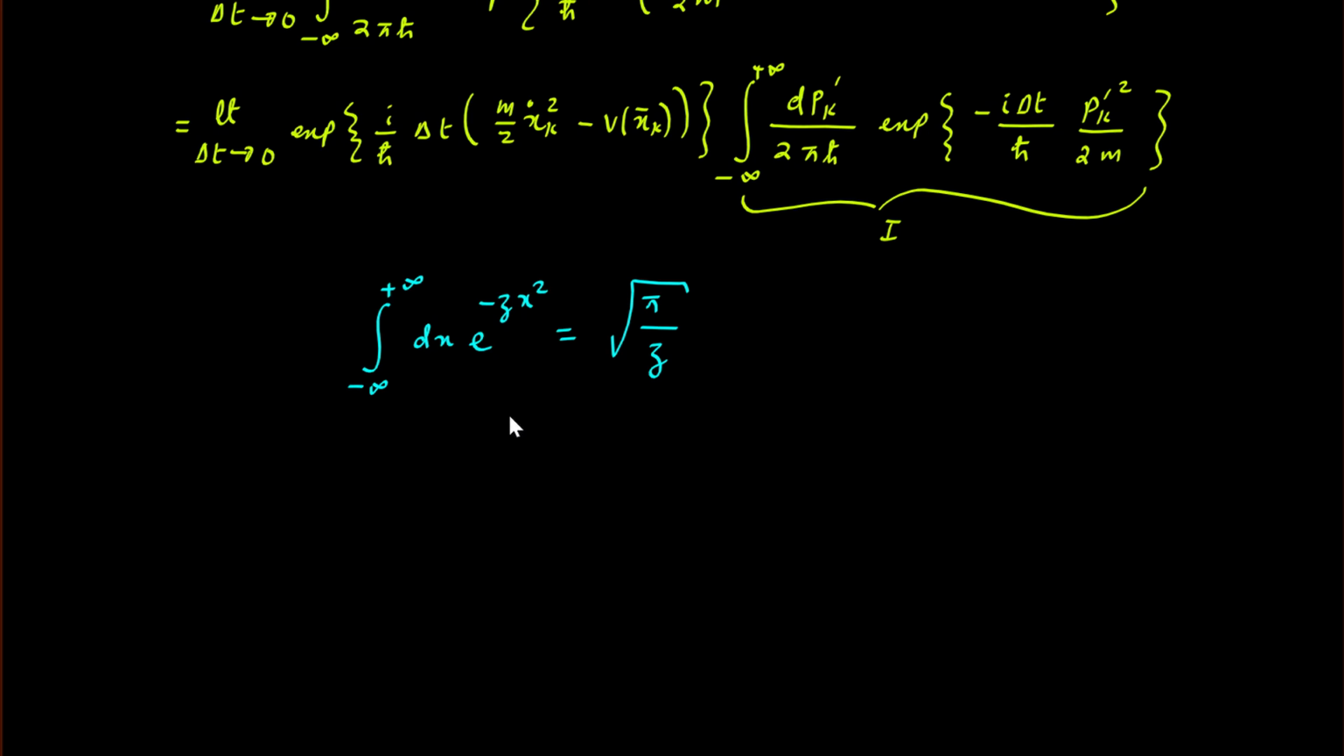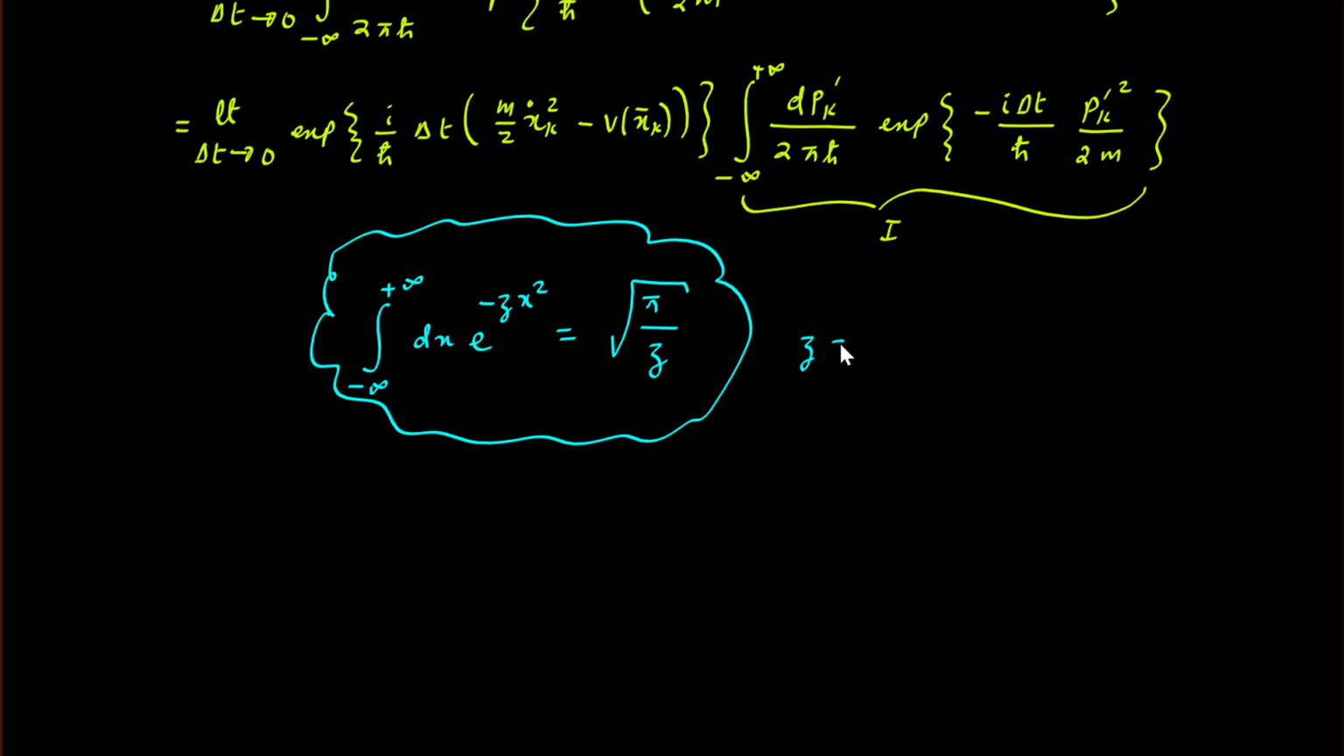Okay, so these are the solutions that we should get. Now if we compare this integral with this integral I, then it is very easy to show that this z is nothing but, in this case, i delta t divided by 2 h cross m. Okay, then this integral I now becomes like this.